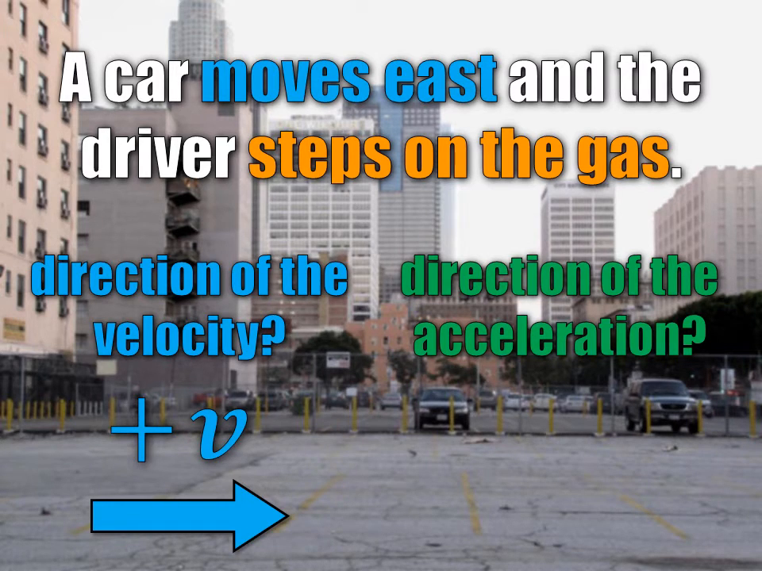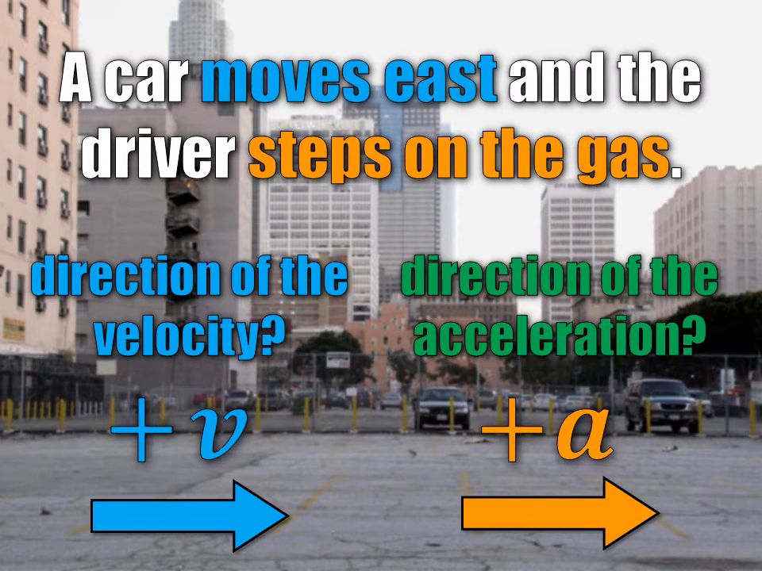We see that the car was already moving to the right, and stepping on the gas gives an additional boost to the right, which means the car is getting faster, which means the acceleration is in the same direction as the velocity. So in this case, stepping on the gas increased the velocity of the car, which means that the acceleration and velocity point the same way.